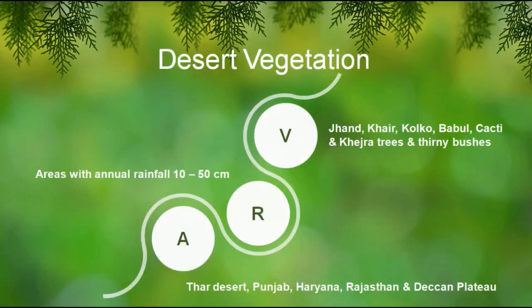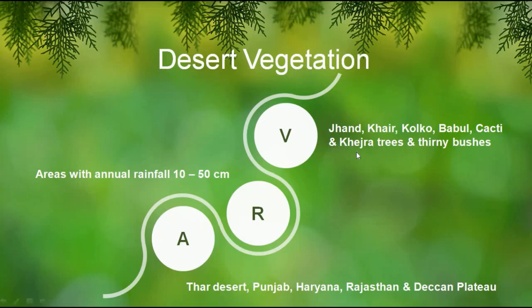Next, we have to discuss desert vegetation. Here again, area, rainfall and vegetation. Rainfall here is an annual 10 to 50 centimeters, very little rainfall. Especially in the Thar Desert, Punjab, Haryana, the border areas near Thar Desert, Rajasthan, and some areas of the Deccan Plateau, you can find this desert vegetation.